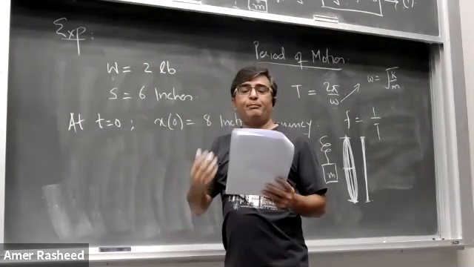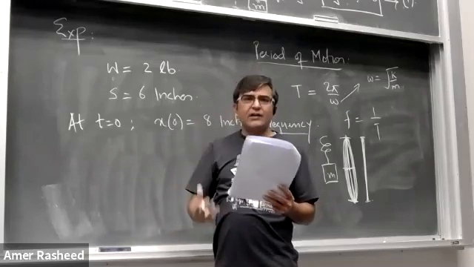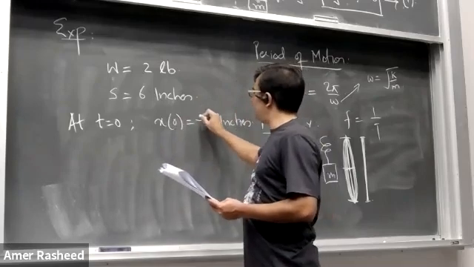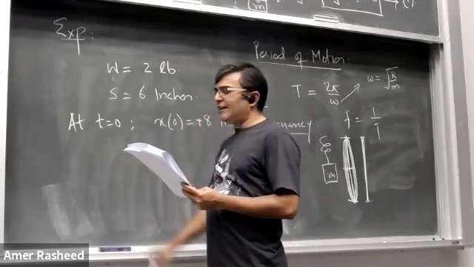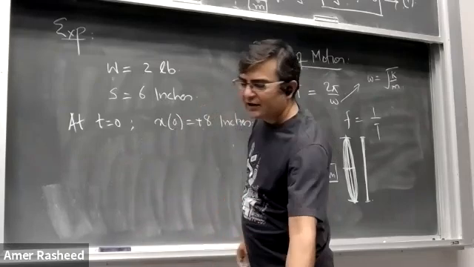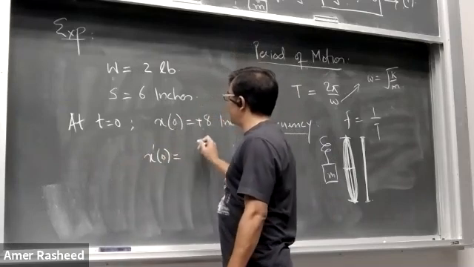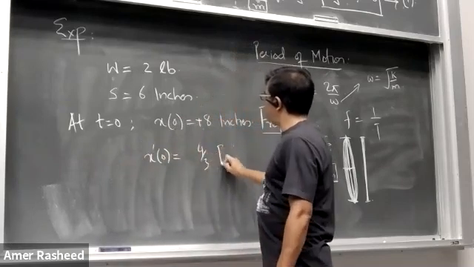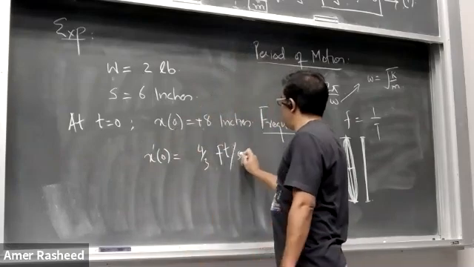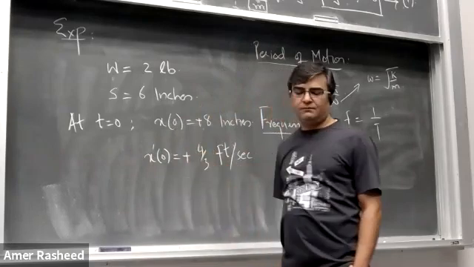Okay. Below the equilibrium position means it will go downward, so it will be positive. It is positive 8 with an upward velocity of 4/3 feet per second. With an upward velocity means x dash of 0 is 4/3 feet per second. And because it is upward velocity, it should be positive.